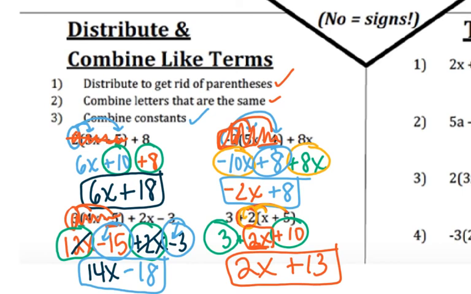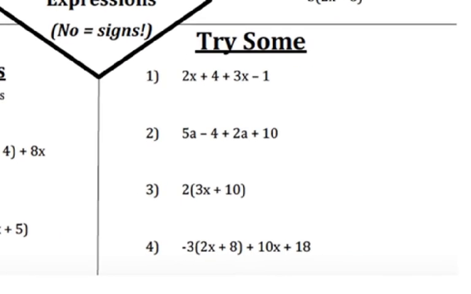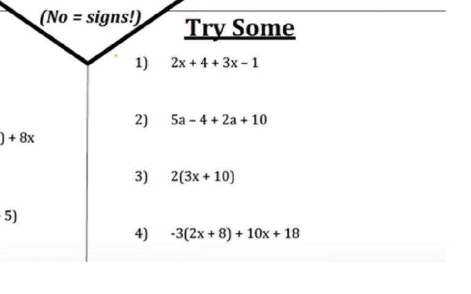Okay, so again, today what we learned is how to combine like terms. Then we learned how to distribute. Distribute means multiply. Then we learned how to put it together, where we distribute first, and then we combine like terms. So I need you to go ahead and take a few minutes and try numbers 1 through 4 on your own. Then when you're done with that, you're going to log back to It's Learning and find your practice for today.